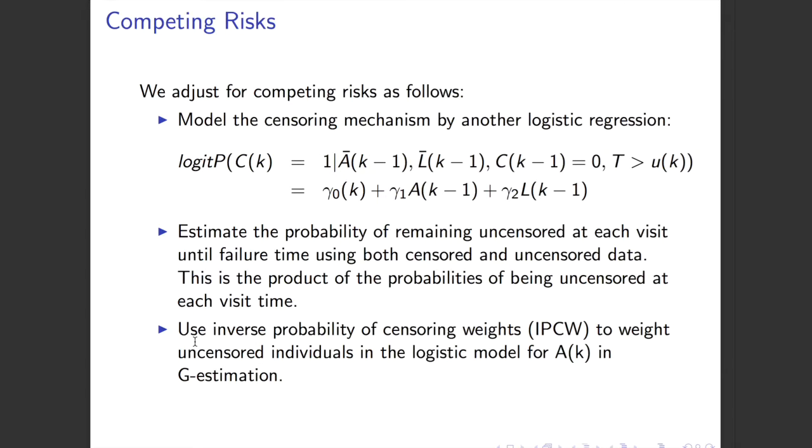So this, I think, is called inverse probability of censoring weights. Basically, we weight the uncensored individuals by this logistic fit to get the weight, and we weight them in the G estimation. So when we do our logistic regression, as before, where we're modeling A, the treatment probability, given the L's and the past treatment and everything, we would just do a weighted logistic regression using the weights determined in the way that we just described.